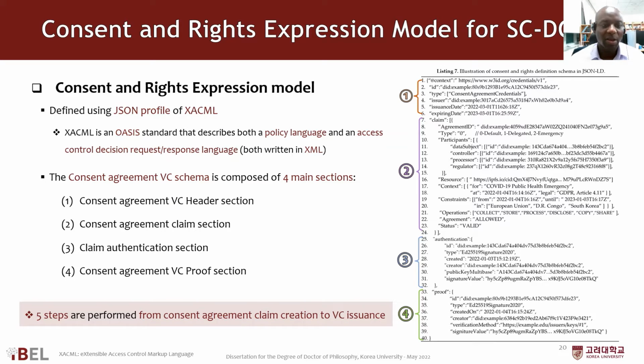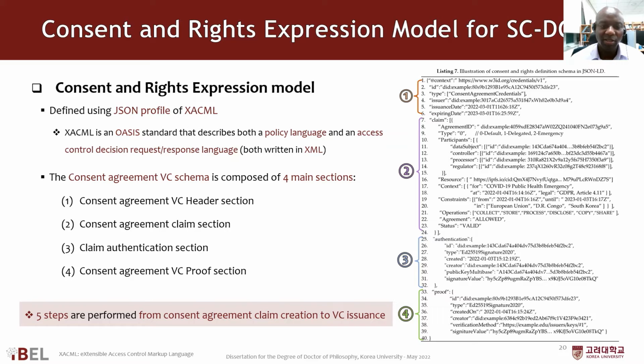XACML is a standard that describes both a policy language and an access control decision request and response language in XML. As we can illustrate in Listing 7, a consent agreement verifiable credential schema coded in JSON for linked data. This schema is divided into 4 main sections.